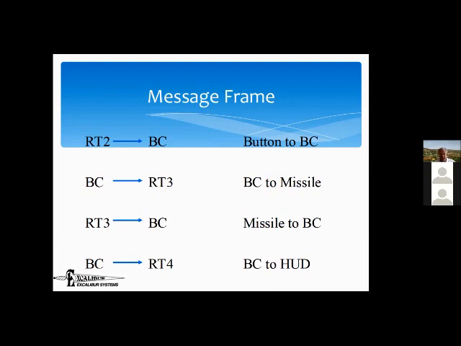But at some point, I am going to ask the missile for the data, and that's going to be an RT to BC message from RT3. And then finally, the BC now has the self-test information from the missile, and he's got to transmit it to the heads-up display. So this whole mechanism of pilot hitting the button and then seeing what's on the display turns out to require 4 separate messages, and the timing is also important on the messages. So this is all something that the system architect has to think about.